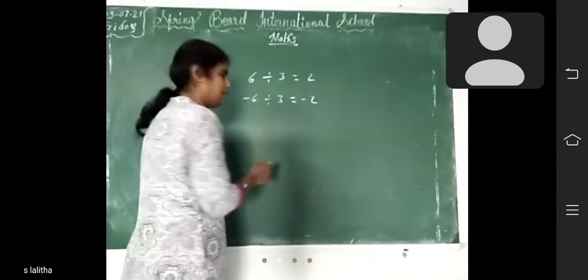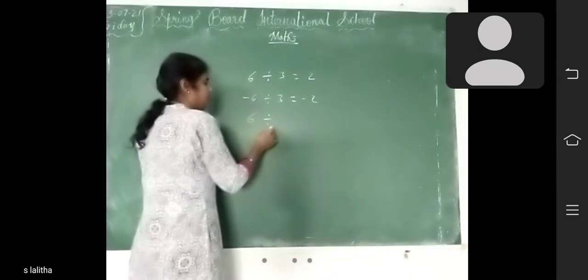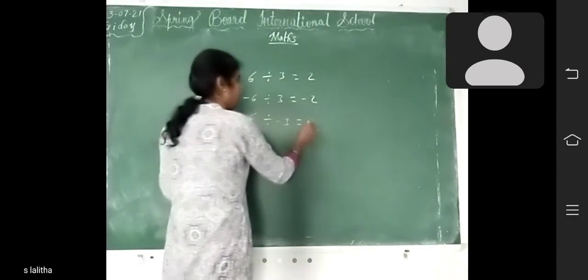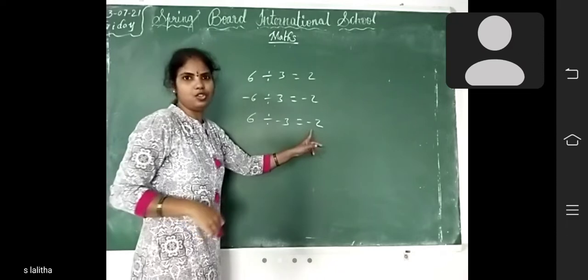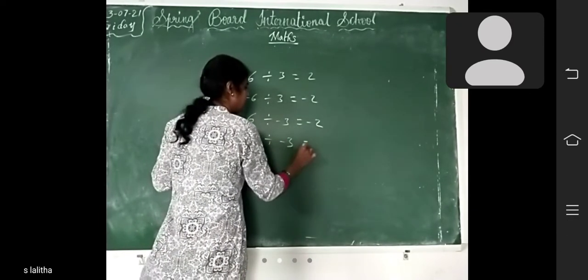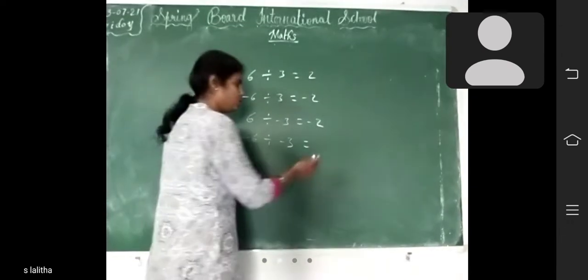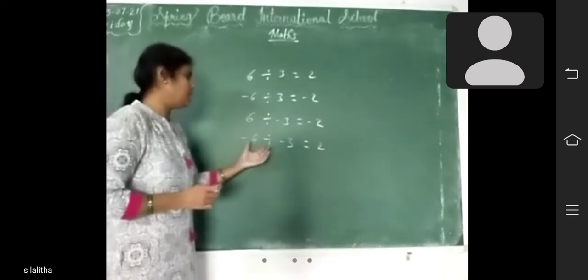Okay. Next, 6 divided by minus 3. What is the quotient? Minus 2. Why? Because here positive, here negative. So the answer is minus 2. Okay. Next, minus 6 divided by minus 3. How much? 2. Only positive 2, not negative. Both are negatives, so the quotient is positive.